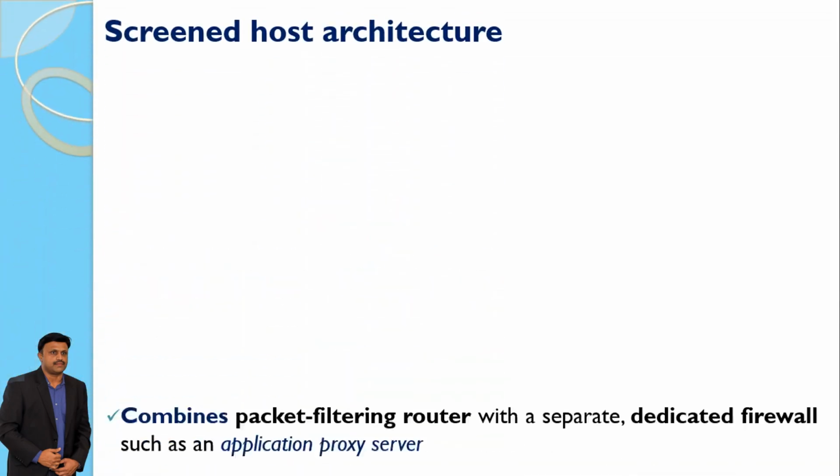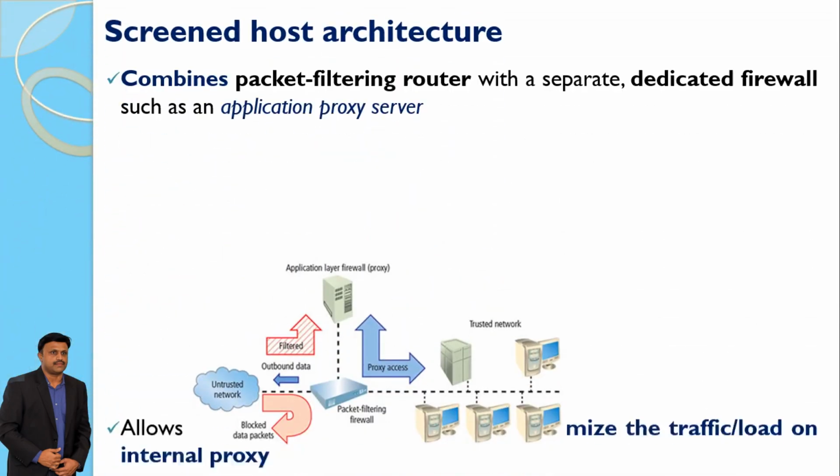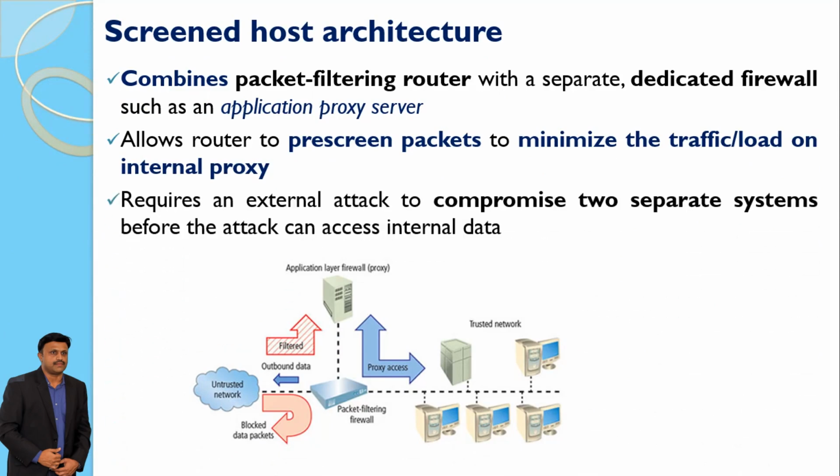Screened host architecture combines a packet filtering router with a dedicated firewall, such as an application proxy server. This setup prescreens packets to minimize traffic on the internal proxy and requires an external attack to compromise two separate systems before accessing internal data.